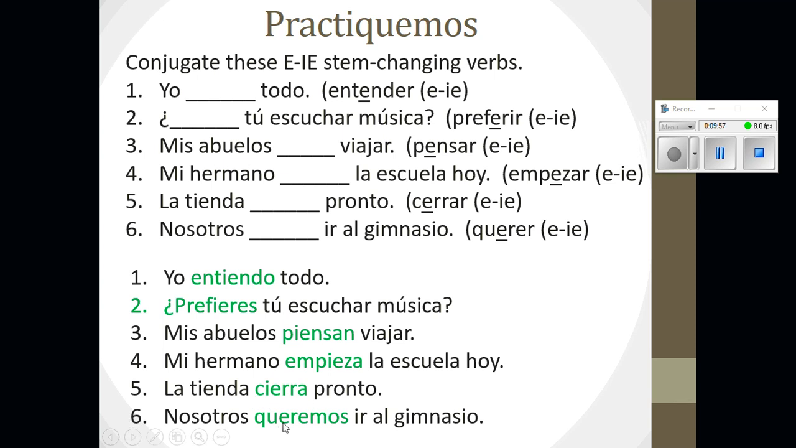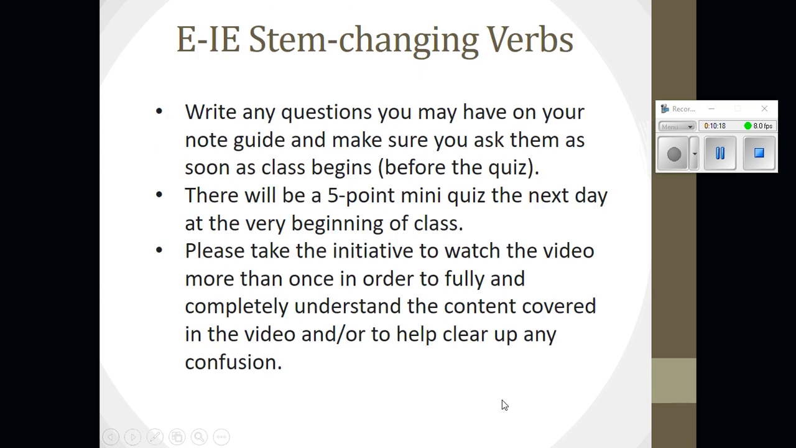Finally, the verb querer is an ER verb, so notice we have dropped the ER and added EMOS. And we have not stem changed. We did not change the E to IE, we left it as is, because remember in the nosotros form you do not stem change. Nosotros queremos ir al gimnasio, we want to go to the gym.